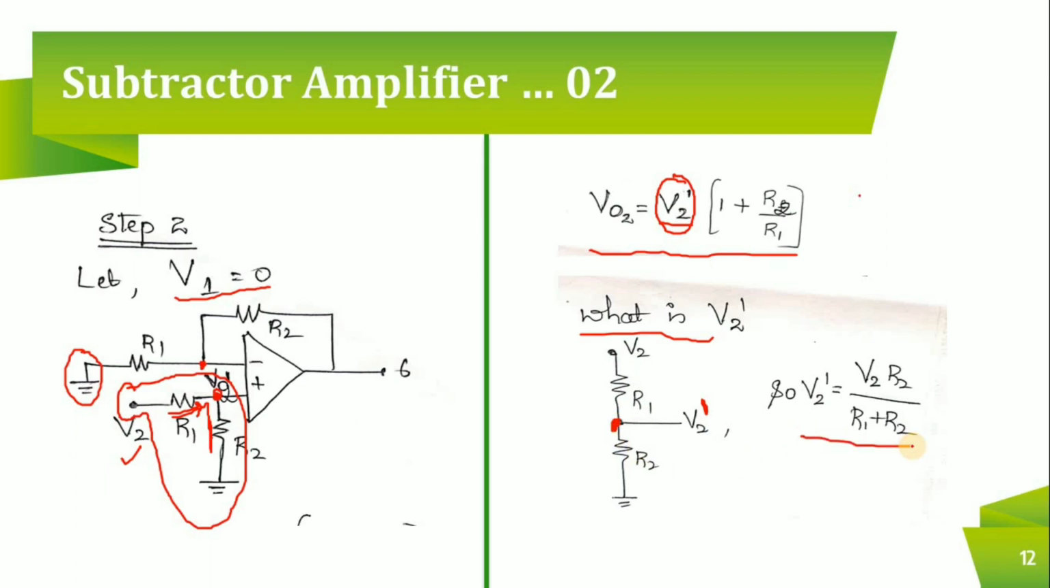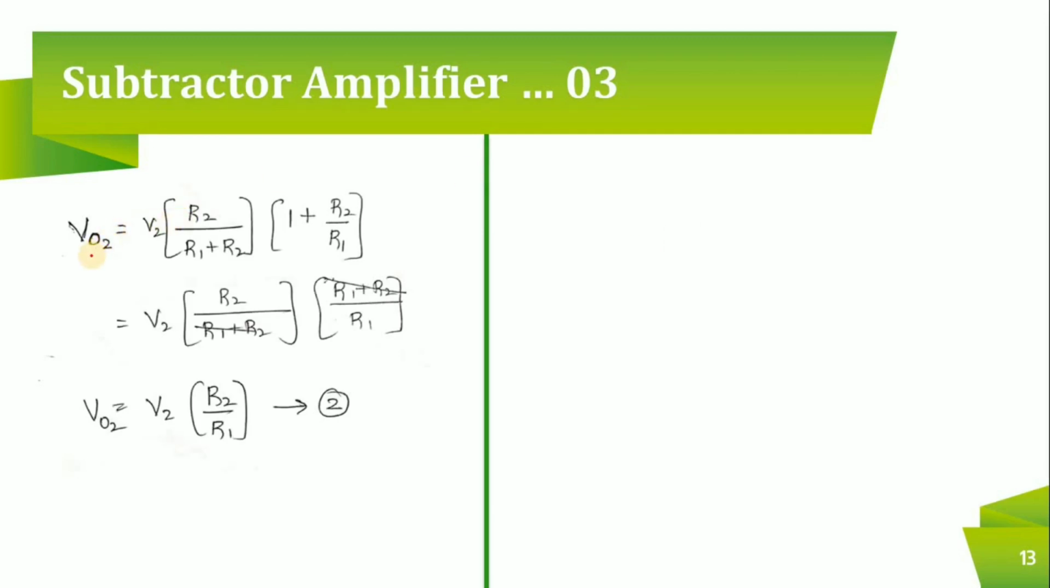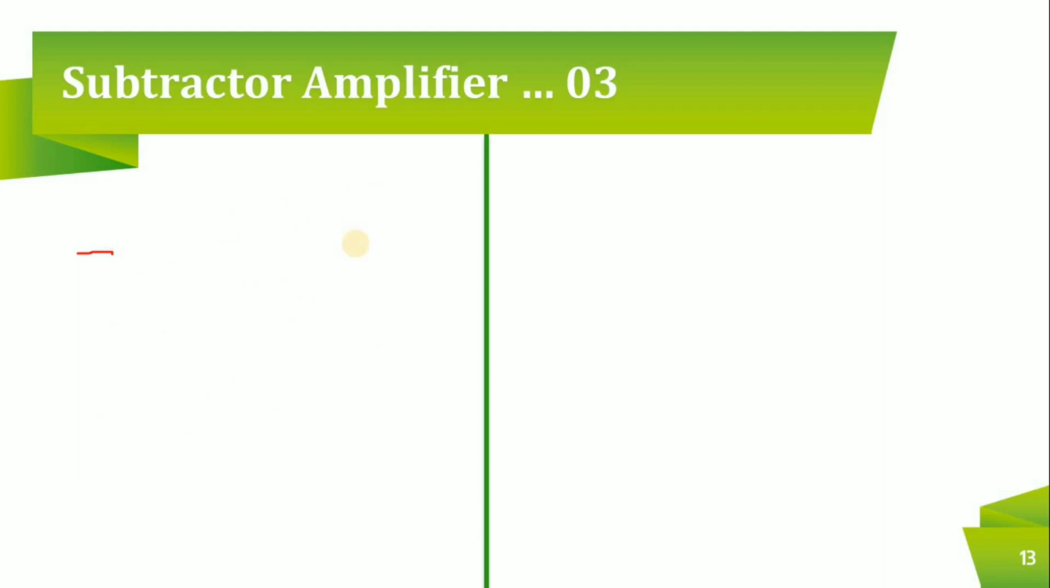If you remember, you have studied voltage divider equations, right? According to that equation, V2 dash is equal to V2, the applied voltage, across which you are taking the voltage across R2, so V2 into R2 divided by the total resistance R1 plus R2. If that is the value of V2 dash, you can write the output voltage expression V out of 2 is equal to V2 into R2 divided by R1 plus R2, into 1 plus R2 by R1.